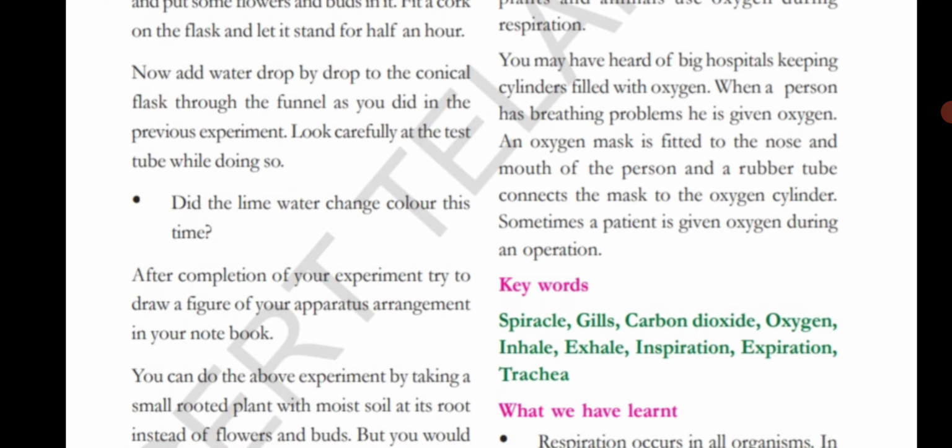You may have heard of big hospitals keeping cylinders filled with oxygen. When a person has breathing problems, he is given oxygen. An oxygen mask is fitted to the nose and mouth of the person, and a rubber tube connects the mask to the oxygen cylinder. Sometimes a patient is given oxygen during an operation.